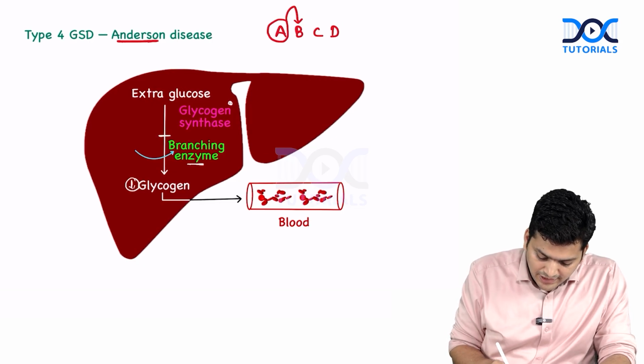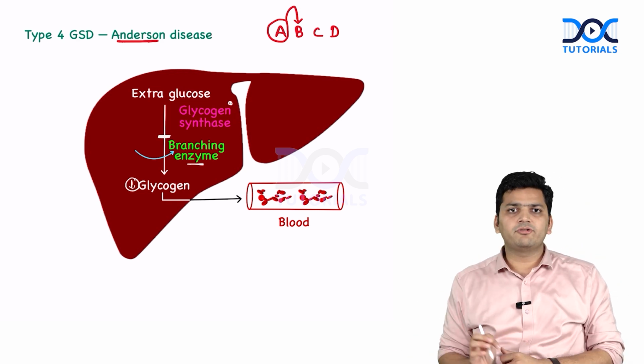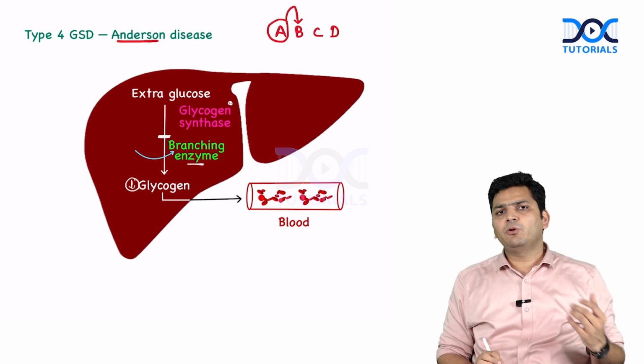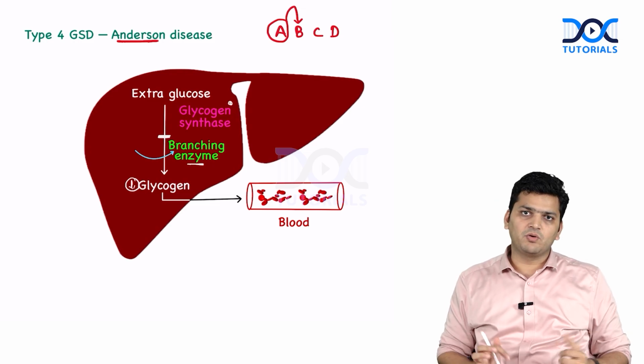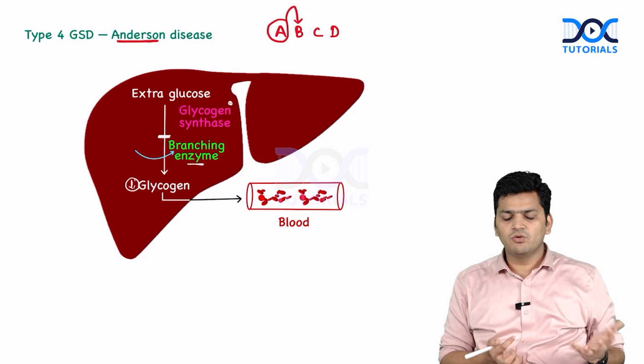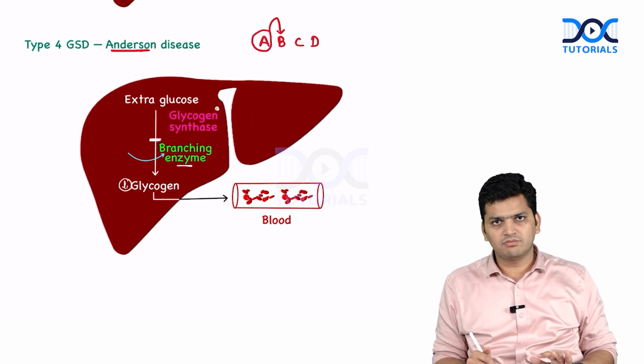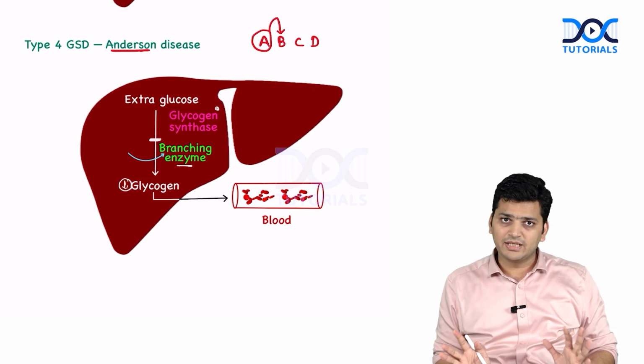The glycogen will be less. So overall, glycogen synthesis will not happen, and the breakdown will also happen less. This disease will not have much significant symptoms because the glycogen is not made at all, so the catabolism will also not happen. That is called Anderson disease. There's not much question that comes from Anderson as far as the clinical aspect is concerned.